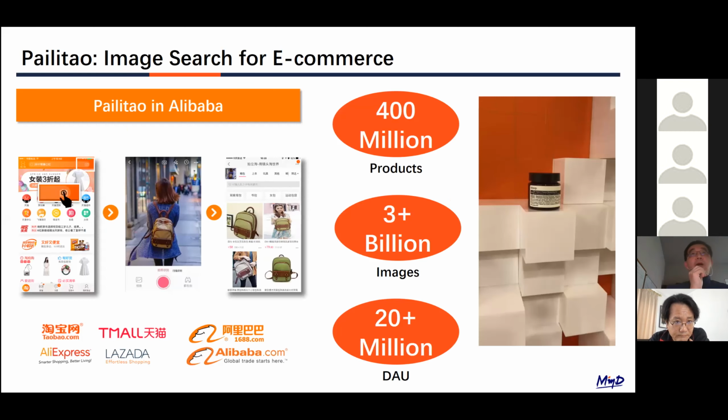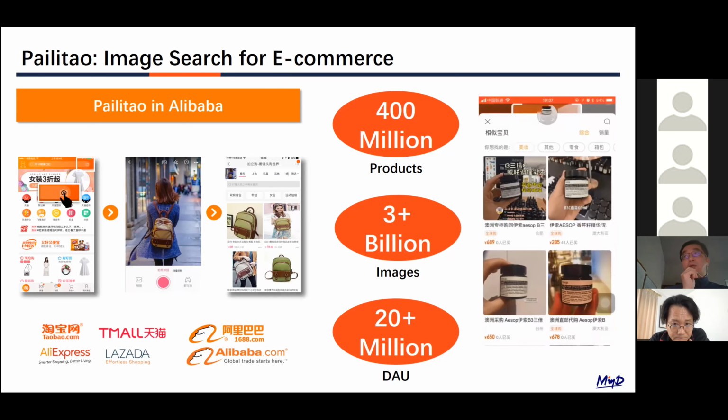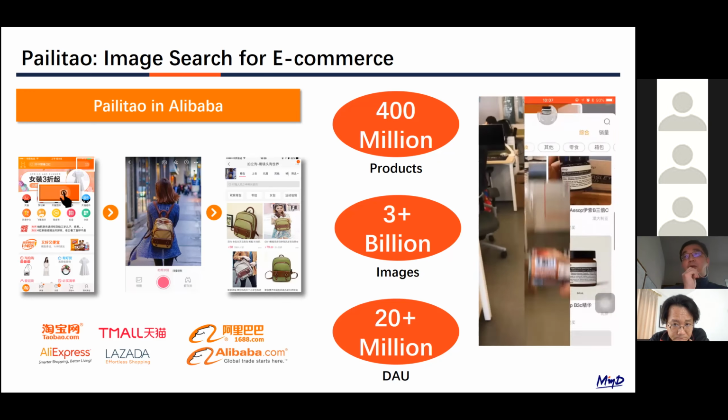All right, so in Alibaba, we have this product called Pailitao. Basically, this is an image search product for e-commerce, and you can take an image, and the system will be able to map the image to the product, and then identify the appropriate shop websites for the product, and you can just go directly to that website for shopping. And here's a small demo just to show how Pailitao can be used in your daily life.